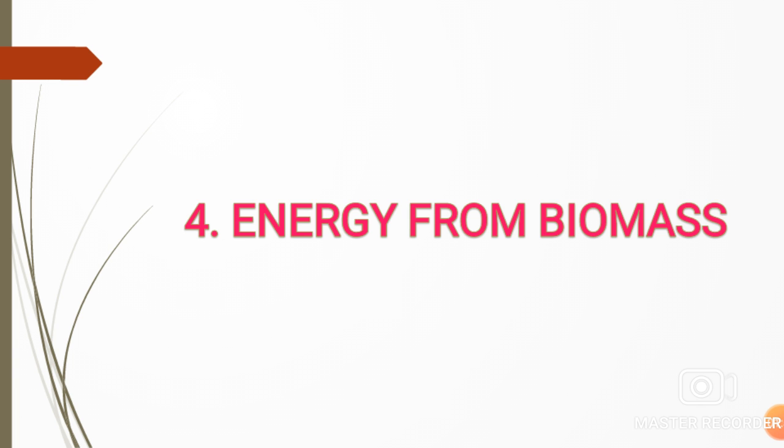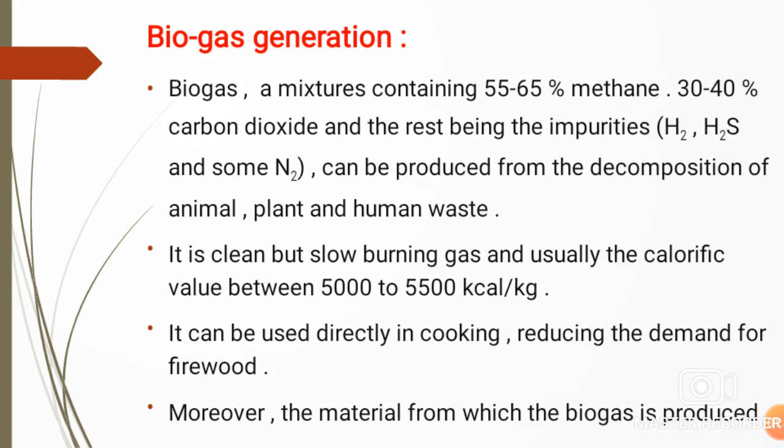Now in this video we start with the next point, that is biogas generation, how biogas is generated with the help of biomass. First we have to see the content of the biogas. Biogas is a mixture containing 55 to 65% methane, 30 to 40% carbon dioxide, and the rest being impurities such as H2, that is hydrogen, H2S, hydrogen sulfide, and some N2, that is nitrogen. It can be produced from the decomposition of animal, plant and human waste.